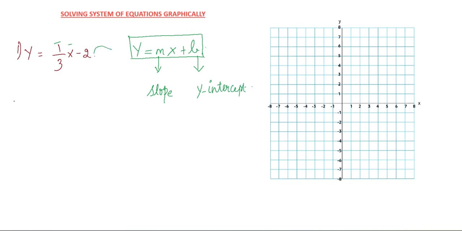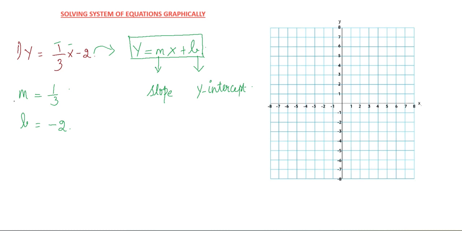Now you can see the question is already in the same format. So try to compare the question and the equation, and we find that m, which is called slope, has the value of 1/3. b, which is called y-intercept, has the value minus 2. So with the help of slope and y-intercept, very easily you can locate the points in the graph.